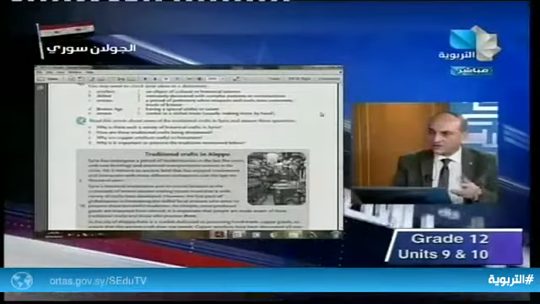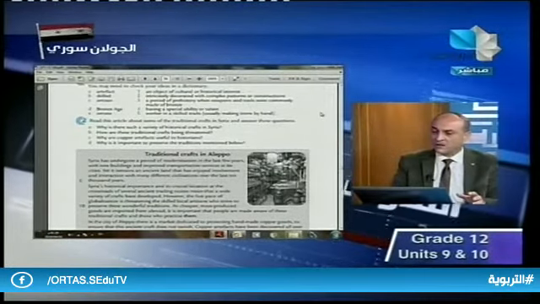Of course, in our region, Syria is famous for its ancient civilizations and ancient roots, and a number of skills have been developed here. Because of the important location of Syria, at the crossroads of ancient routes, some civilizations passed through this area, and because of this, we can see a number of traditional crafts, especially in Aleppo, the second largest city in Syria. So this text in Unit 9 deals with the traditional crafts in Aleppo.